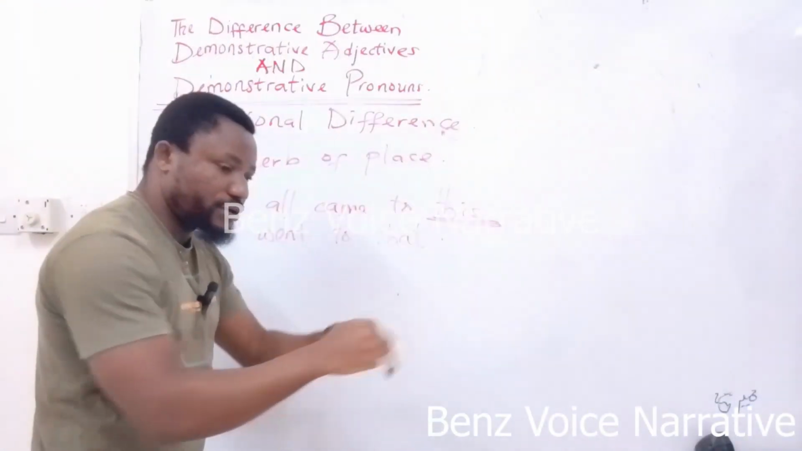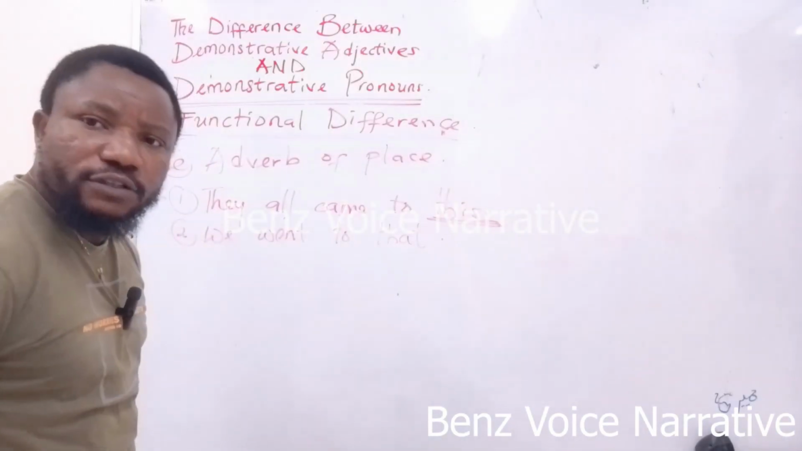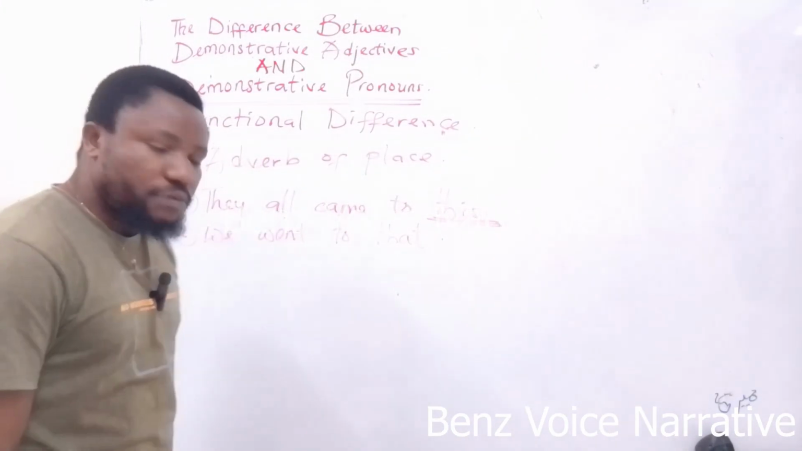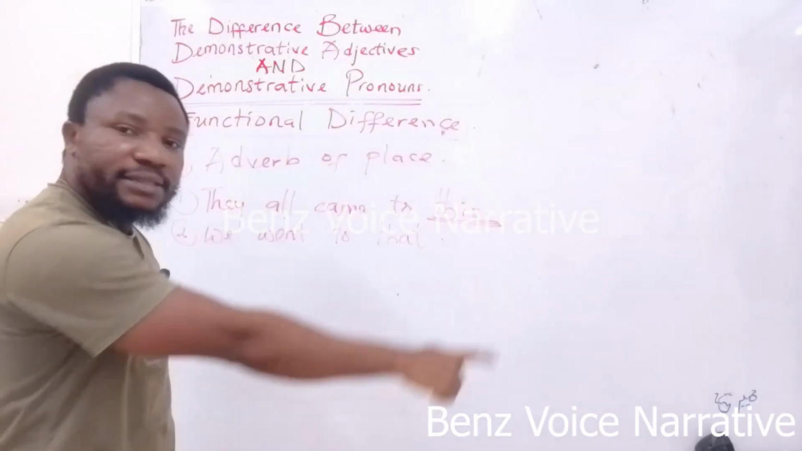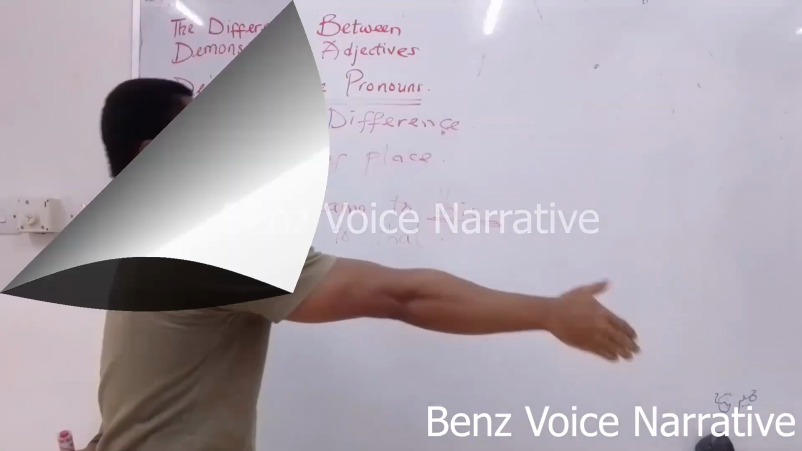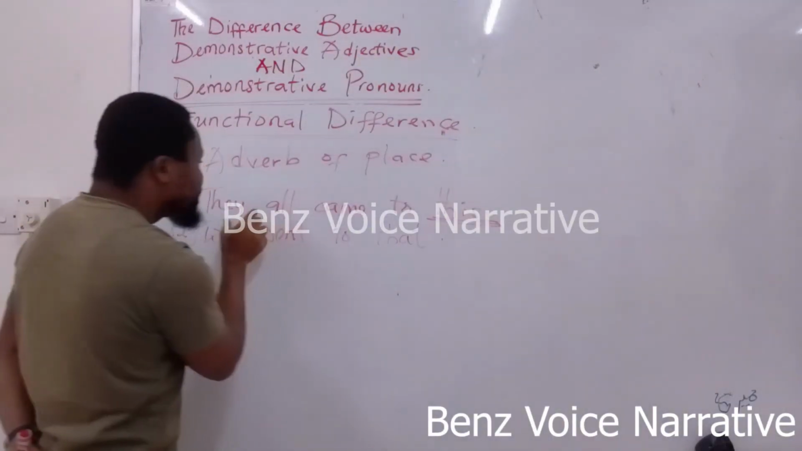We have a house here. We have another house here. So 2 houses. And we're confused. We're standing in front of the 2 houses and asking, where do they come to? And someone answers and says, they came to this. They came to where? This. So this in this case is an adverb of place.